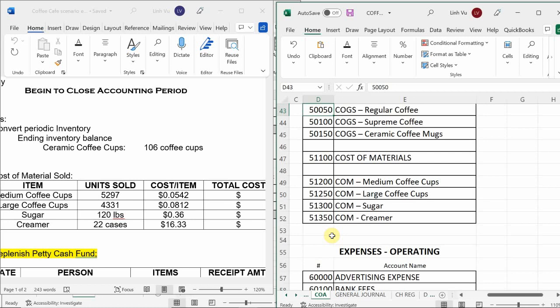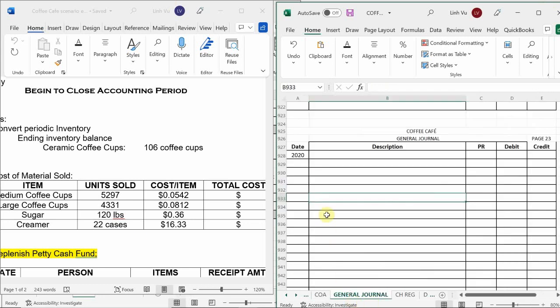And then because they're all expenses, we're representing that we used these items. So it's going to be an expense, so we're going to be debiting these accounts. Okay, so there we are. General journal. Today is the 30th, and we have cost of materials for the medium coffee cups, the cost of materials for the large coffee cups, and we also have the cost of materials for the sugar and the cost of materials for the creamer.